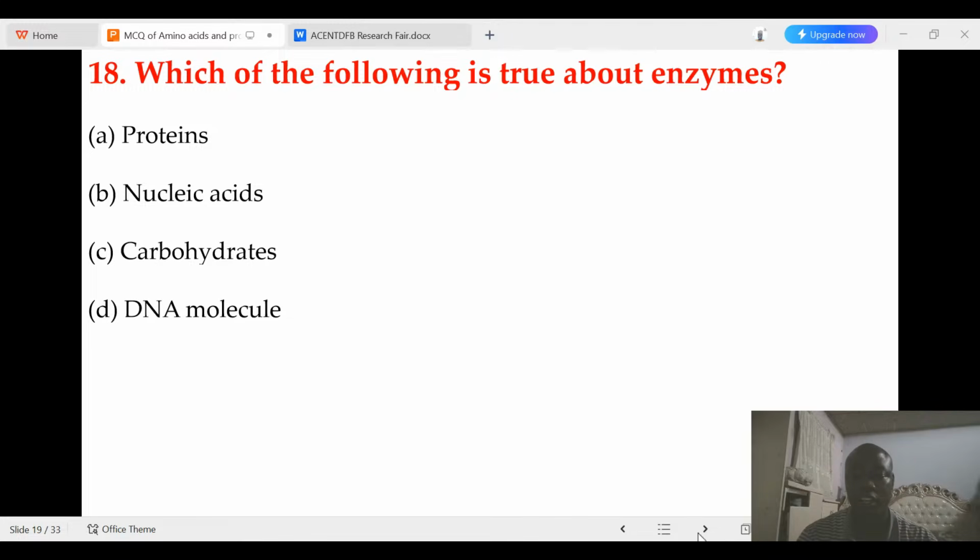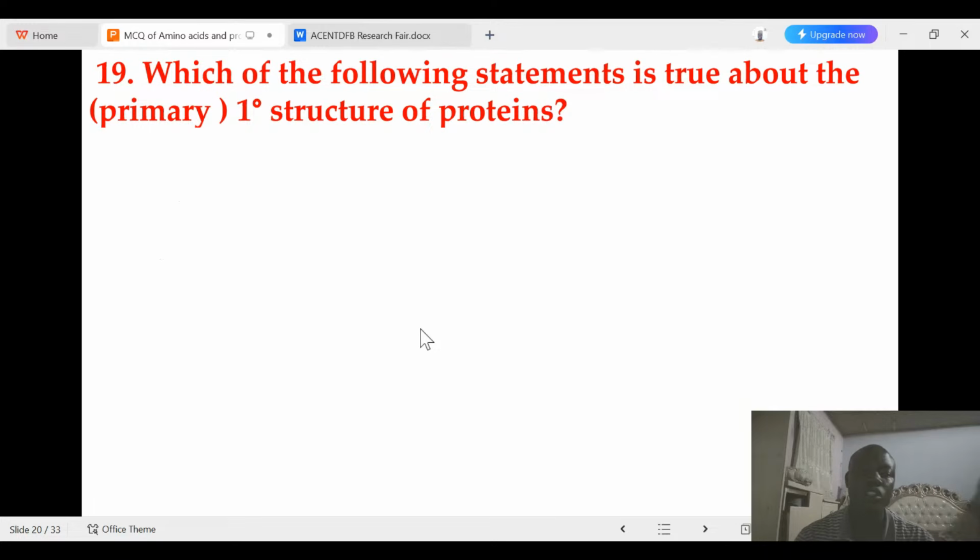So then let's move to question 19. Which of the following statements is true about the primary structure of proteins? Please, who can tell me what the four levels of protein structure are? Please, I need the answer in the comment section. What are the four major levels of protein structure? Please, someone should mention that.